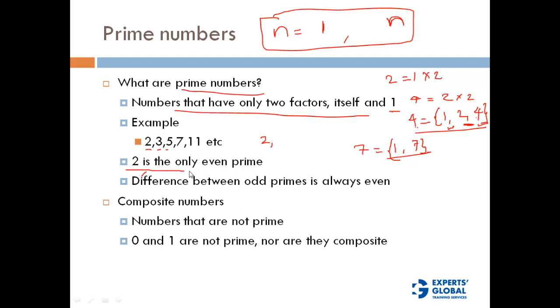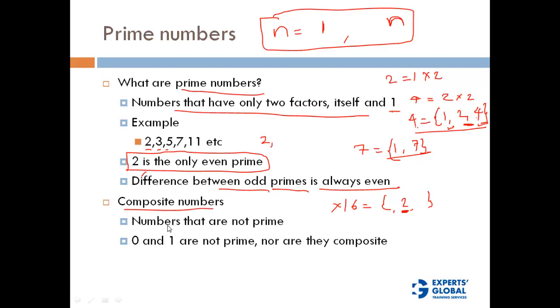2 is the only even number that is prime. Very important. 2 is the only even number that is prime. That is because any other even number, let's say 16, is going to have 2 as a factor. Correct? And because there is going to be 2 as a factor, this number cannot be prime. Difference between odd primes is always even. So there is only one even prime number, and all other prime numbers are odd, right? And the difference between any two odd numbers is going to be even. So the difference between any odd primes is always even.